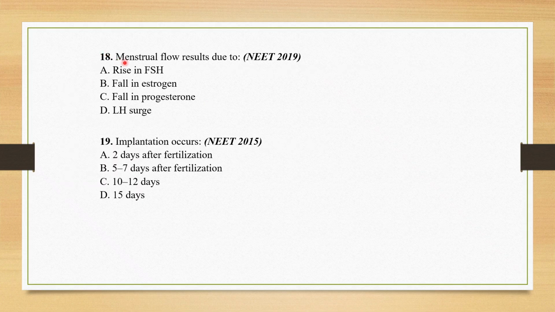Question 18. Menstrual flow results due to fall in progesterone. This is the right answer. Menstrual flow occurs when there is a sharp decline in progesterone and estrogen levels due to the degeneration of corpus luteum if fertilization does not occur.